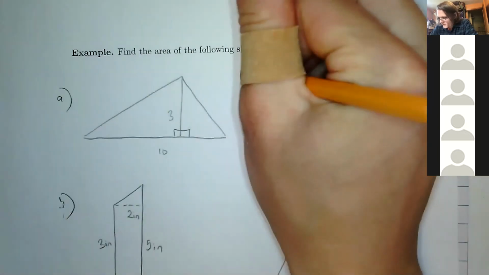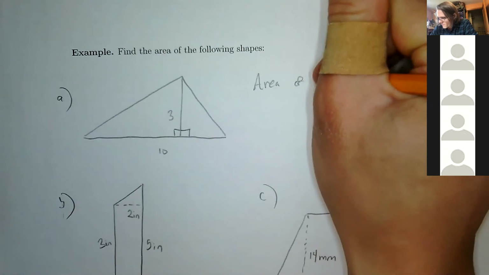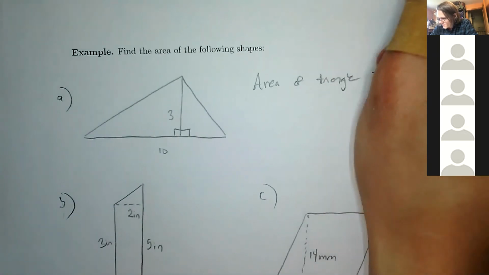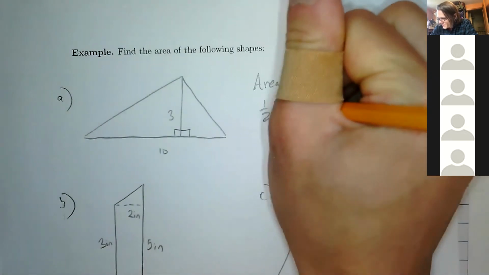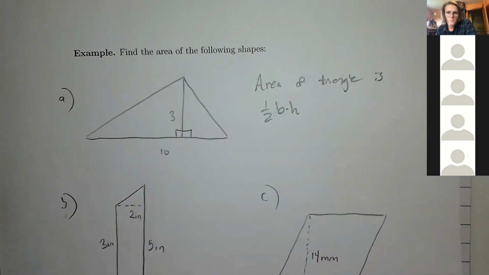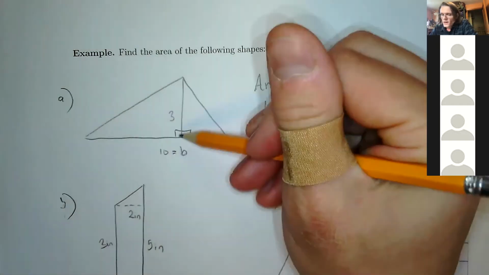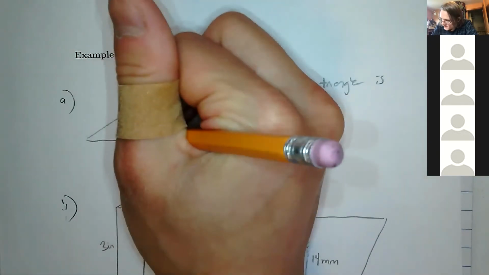So remember the formula of a triangle? 1/2 base times height. Yep. So area of a triangle is 1/2 base times height. So the base here is the bottom, right? Base, bottom. So that's this 10. And the height is how high the triangle is. So that's 3 here.